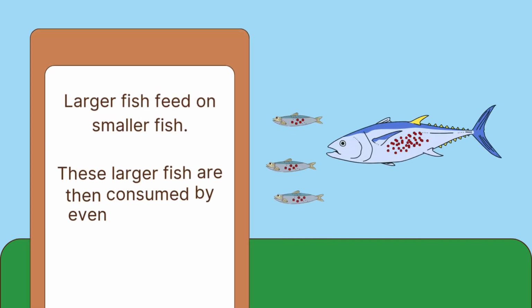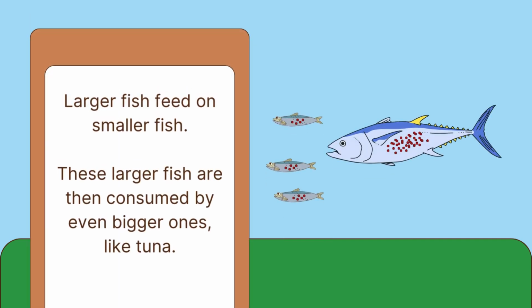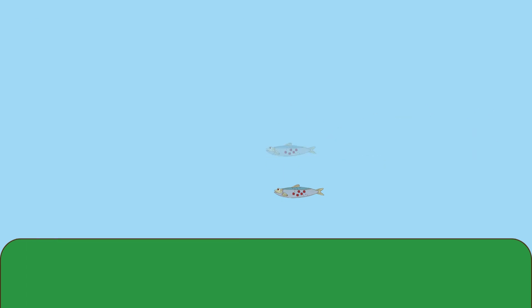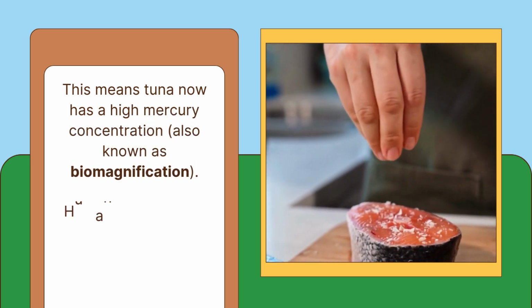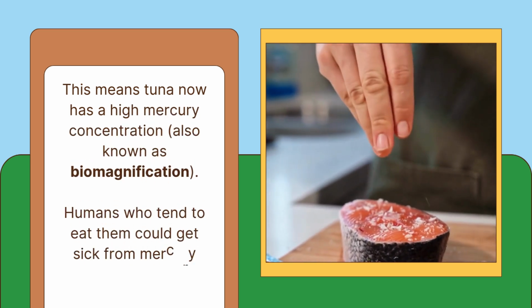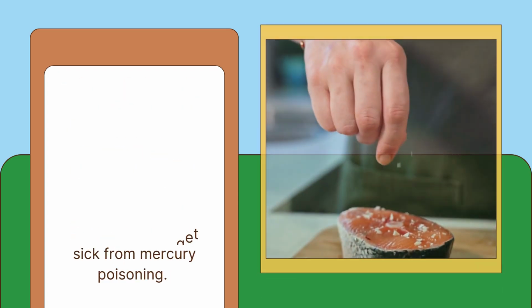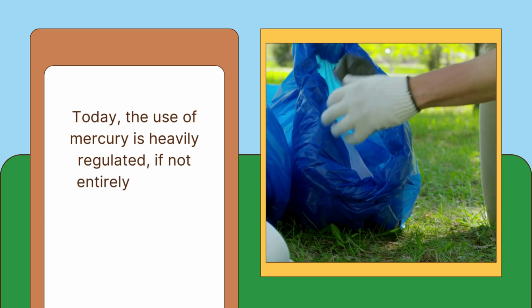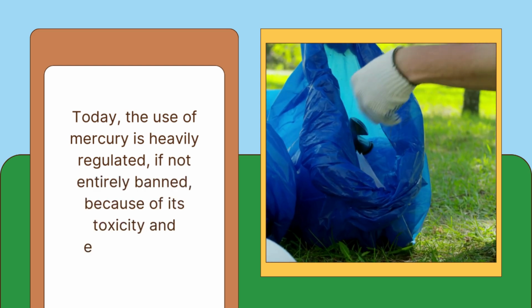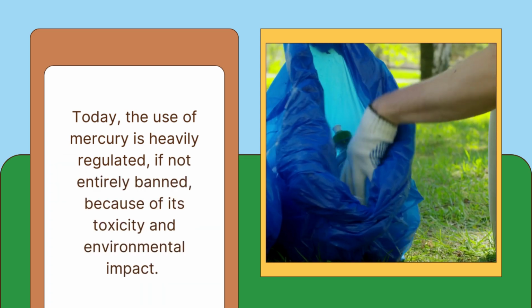Larger fish feed on smaller fish. These larger fish are then consumed by even bigger ones, like tuna. This means tuna now has a high mercury concentration, also known as biomagnification. Humans who tend to eat them could get sick from mercury poisoning. Today, the use of mercury is heavily regulated, if not entirely banned, because of its toxicity and environmental impact.